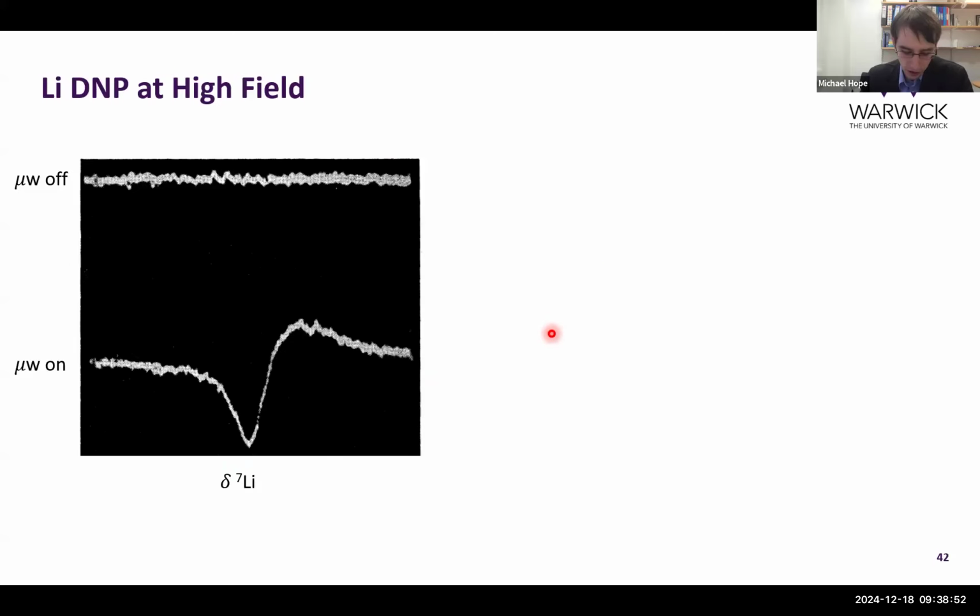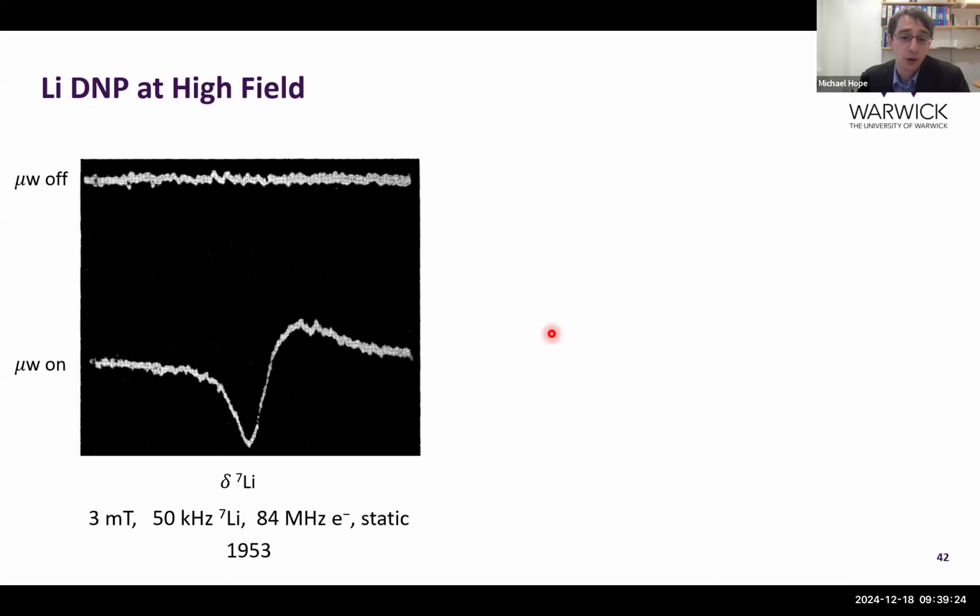Okay, so this is very nice, but as I mentioned, this was already done 70 years ago. What I didn't mention is that work by Carver and Slichter was at very low field, so 3 millitesla, which means you have 50 kilohertz of NMR frequency and an electron frequency of 84 megahertz. That meant they could use radio frequency amplifiers to generate very high power saturation in order to achieve the DNP.